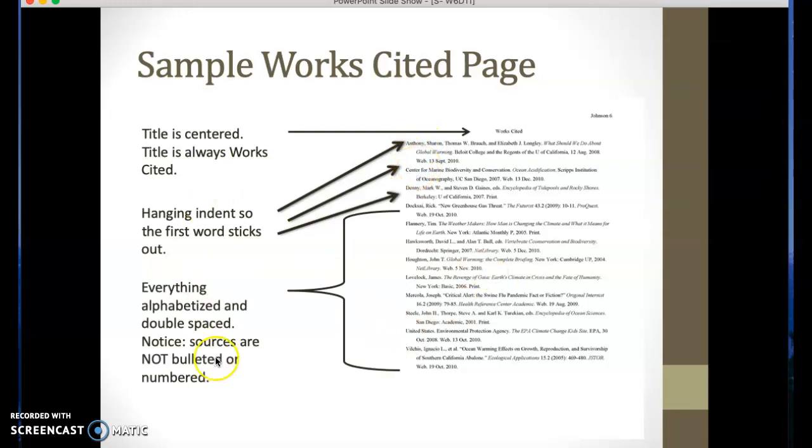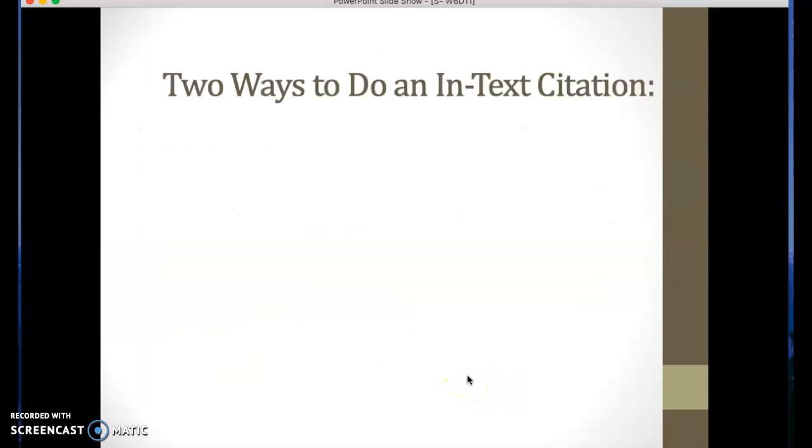And everything is alphabetized and double spaced. So I want you to notice that we start with the A's and work our way all the way down the alphabet. Every single thing is double spaced like the rest of your paper will be.